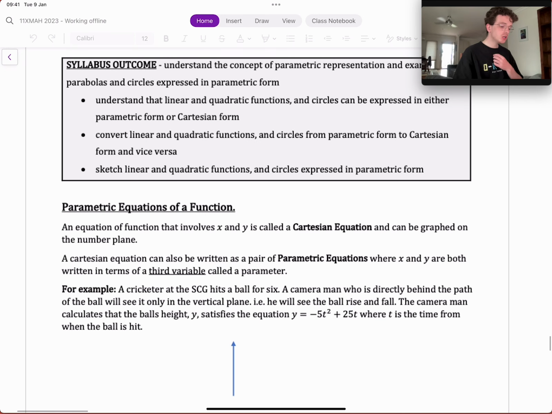So, an equation of a function involving x and y is called a Cartesian equation and can be graphed on the number plane. A Cartesian equation can also be written as a pair of parametric equations x and y, where both are written in terms of a third variable called a parameter.